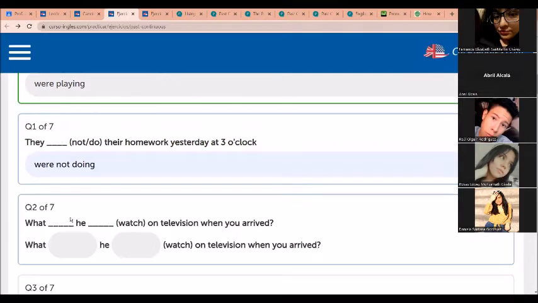But that's he. So we don't use were for he. For he, she, and it, and I, we use was. What was? And for the -ing, well, this one is easy. Just add -ing to watch. Good job. All right. So what was he watching on television when you arrived?